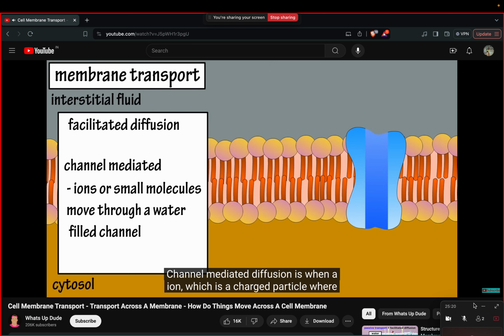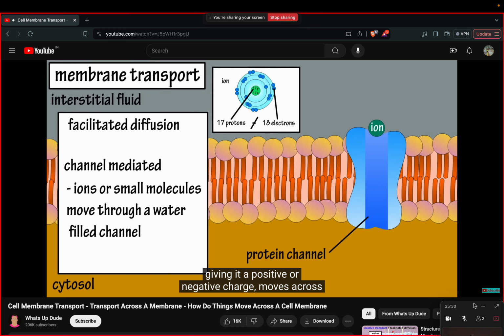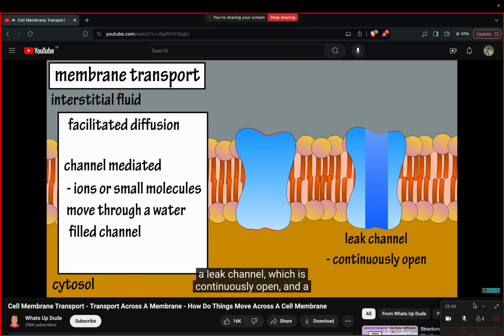Channel-mediated diffusion is when an ion, which is a charged particle where its total number of electrons does not equal its total number of protons, giving it a positive or negative charge, moves across the membrane through a water-filled protein channel. Each protein channel is typically specific for one type of ion, and there are two types of channels: a leak channel, which is continuously open, and a gated channel, which only opens due to a stimulus and only stays open for a fraction of a second.